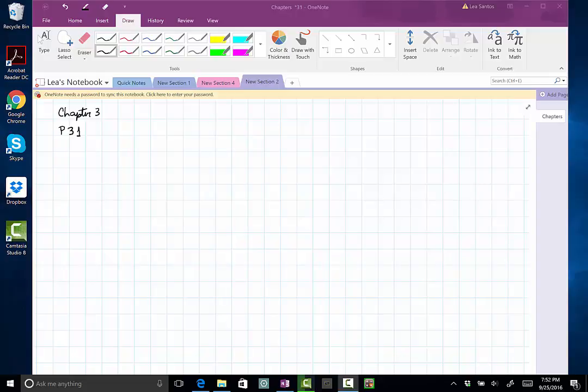Okay, so we are solving problem 31 from chapter 3, Giancoli 6th edition. What we have here is a projectile that is shot from the edge of a cliff. So let's make our cliff here. And we have this projectile being shot with a certain initial velocity. The magnitude of this initial velocity is 65.0 meters per second.